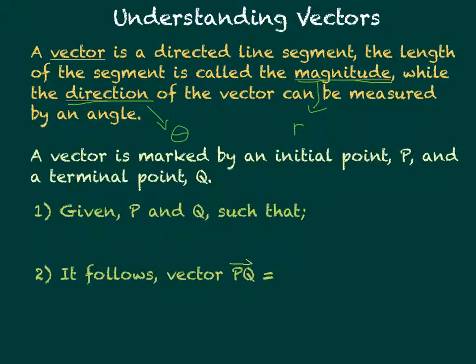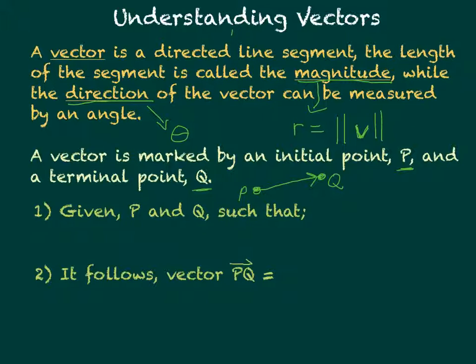Another notation that we use for magnitude is a double barred absolute value sign. So that stands for the magnitude of our vector v or u or whatever our vector is. Now, a vector is marked by an initial point, which we generally call P, and a terminal point, which we call Q. The P point is a point, and it ends with an arrow at our Q point. So that's kind of what it would look like.